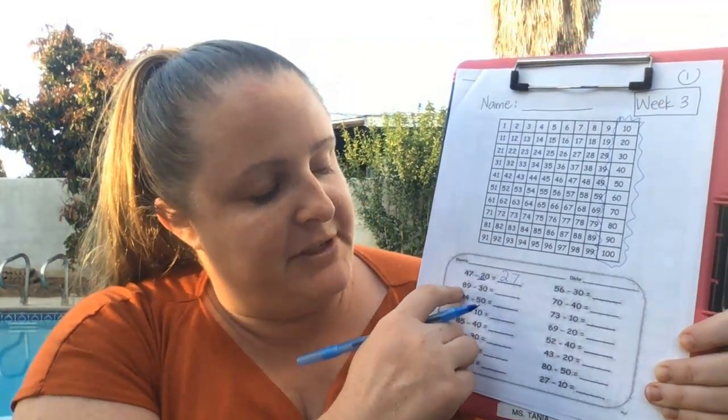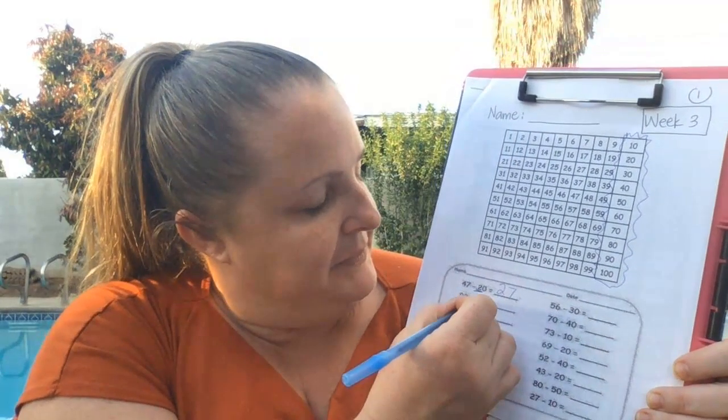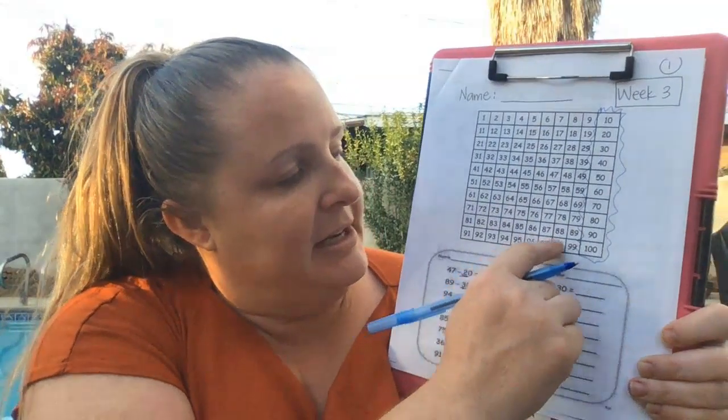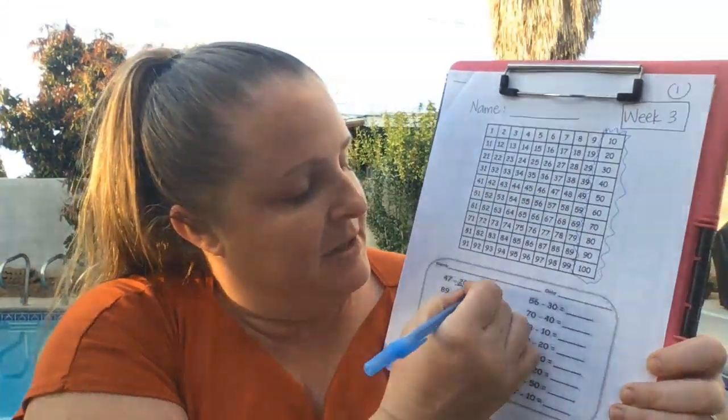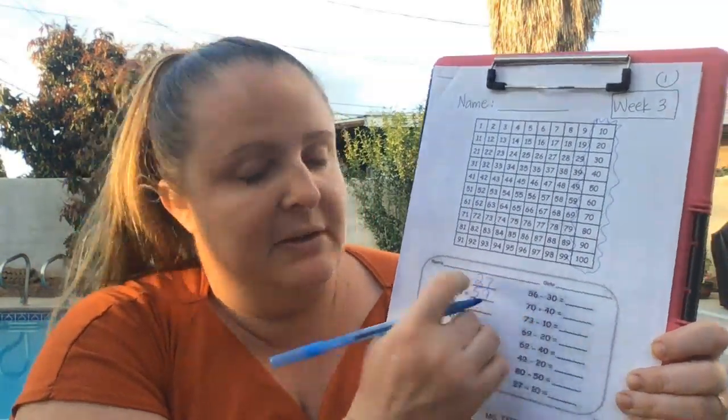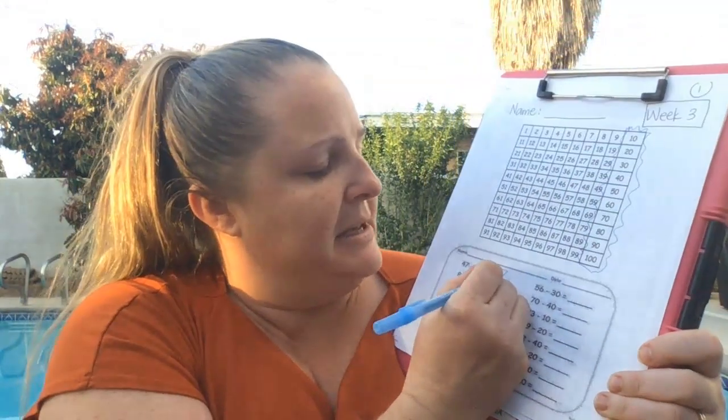We subtracted 20, okay? So for example, this one, 89 minus 30. I'm going to underline the 3, because that's what we're going to need to know. So you find 89, and you're going to go up 3. 1, 2, 3. And you end at 59. So write 59. Sorry, it looks kind of messy.